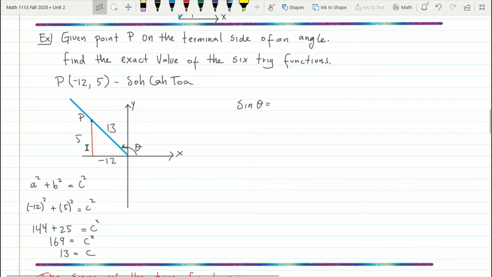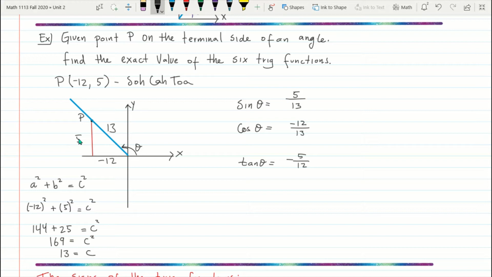Opposite over hypotenuse. Opposite is 5, hypotenuse is 13. So sine is 5 over 13. Cosine is going to be adjacent over hypotenuse, and then tangent is going to be opposite over adjacent. So 5 over 12, and I'll just put the negative right in front.